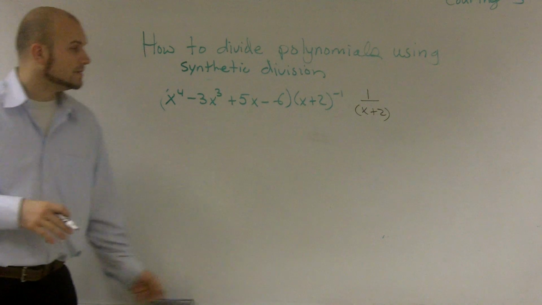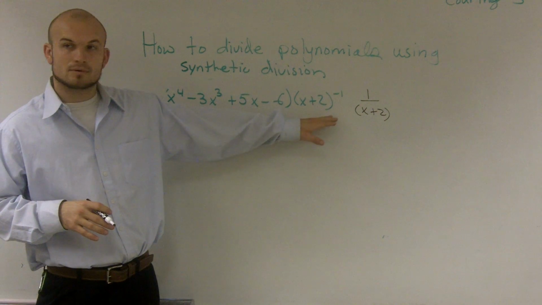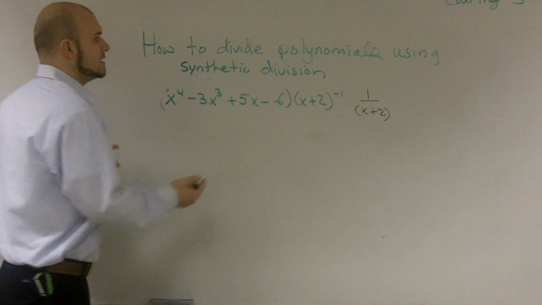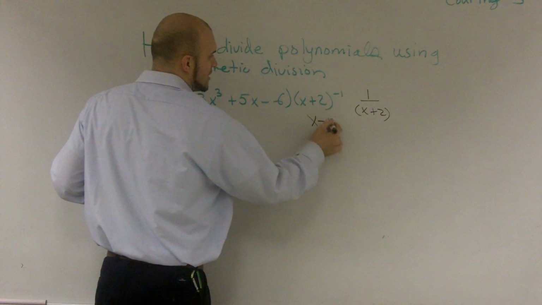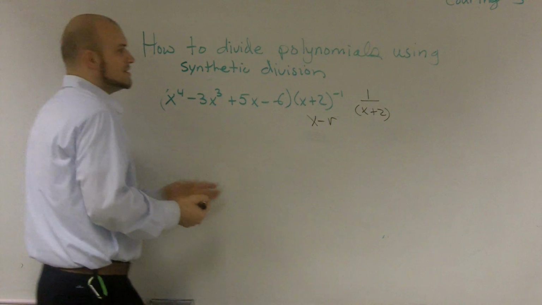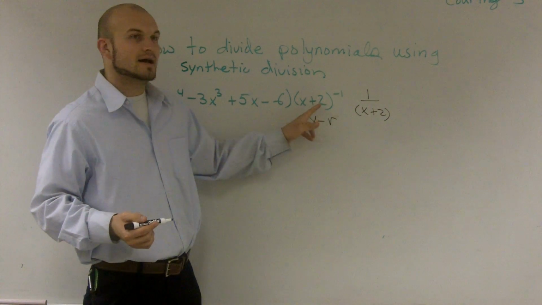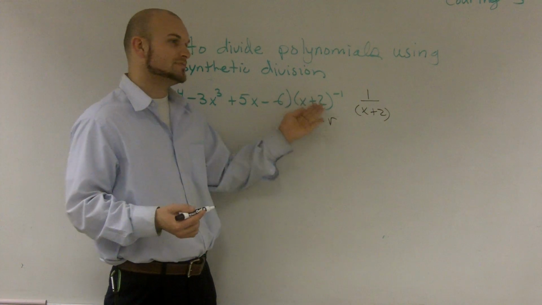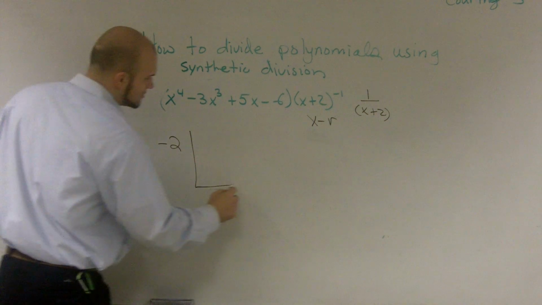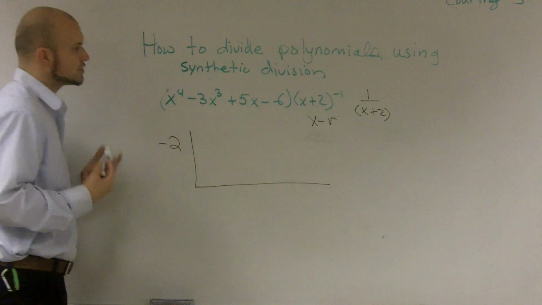Now, when we work on this one, I know my divisor is in the form of x minus r. But remember, the negative sign on r tells you that you use the opposite. If I have a positive, my r is going to be the opposite sign, so it's going to be negative 2. Then you just draw a nice little box here, and then you take your coefficients.